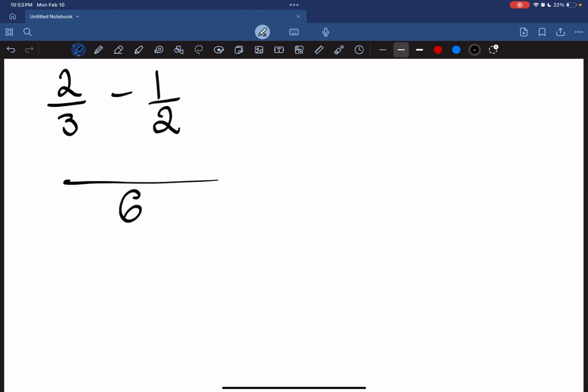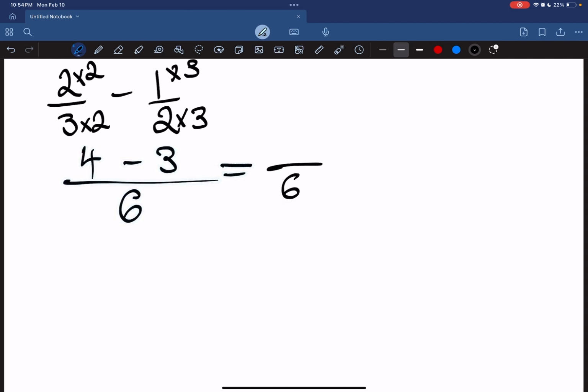Cool. So with that now, we know that 3 into 6 goes 2 times. So we're going to multiply both the numerator and the denominator by 2 in order to find the equivalent fraction. And 2 times 2 is going to give us 4. Then 2 into 6 goes 3 times. So multiply 1 times 3, which is just 3. That's going to leave us with 4 minus 3. We know the denominator is going to be 6, but 4 minus 3 is going to be 1.